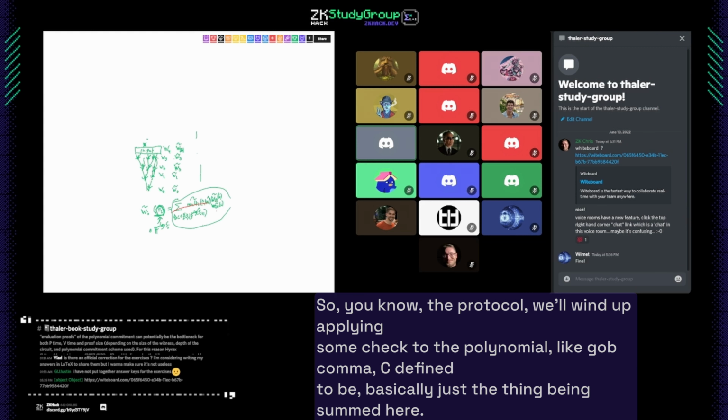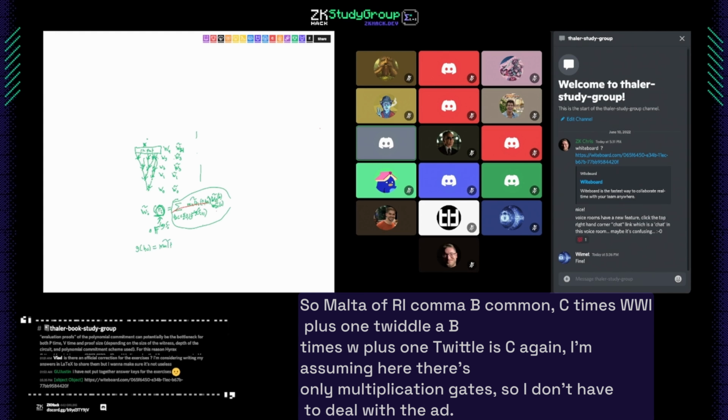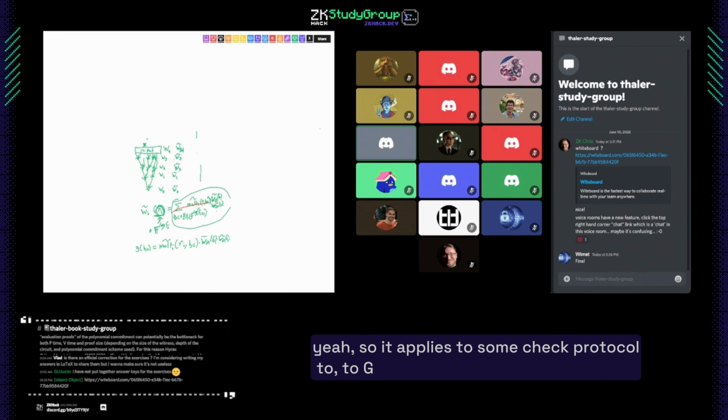So, the GKR protocol will wind up applying sum check to the polynomial g of b comma c, defined to be basically just the thing being summed here. So multi of Ri, comma, B, comma, C times Wi plus 1 twiddle of B times Wi plus 1 twiddle of C. Again, I'm assuming here there's only multiplication gates, so I don't have to deal with the add-i twiddle term. So it applies the sum check protocol to G.